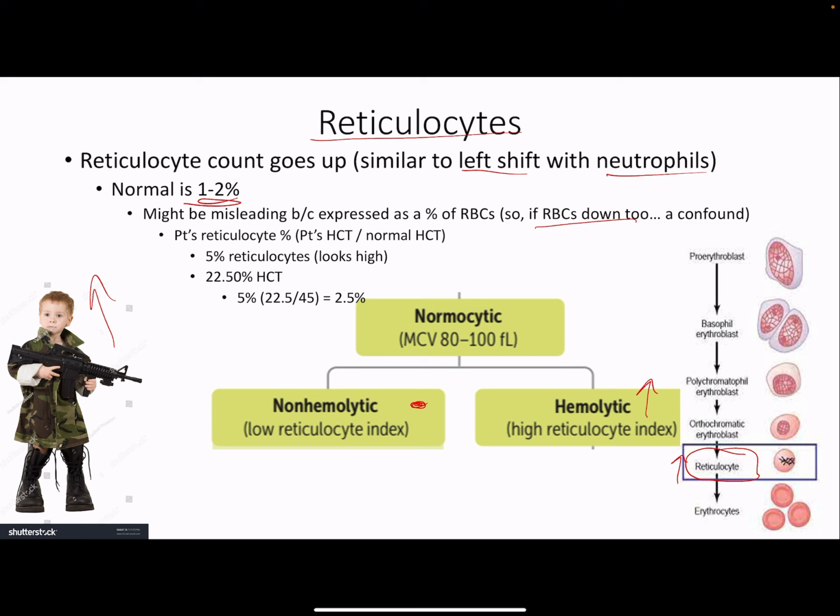So we have a corrected reticulocyte index. And the formula for that is the patient's reticulocyte percentage multiplied by the patient's hematocrit divided by a normal hematocrit.